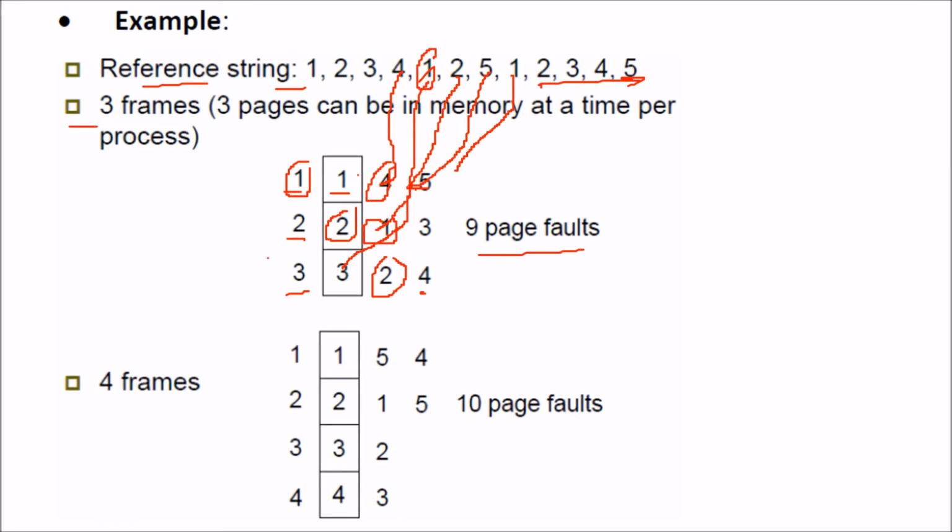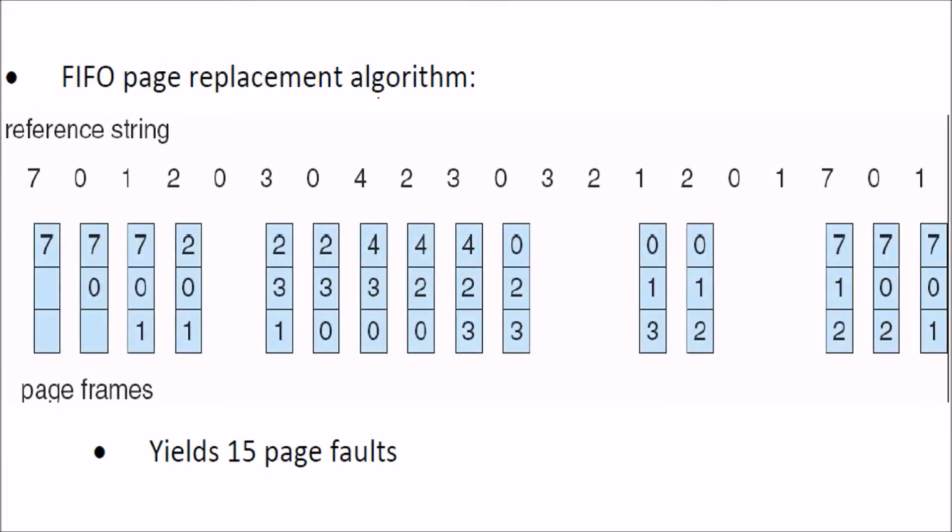But there is also a possibility that we can increase the frame number. If we increase the frame number and perform the same first in, first out activity, we see that because of increasing the frames, the page faults will increase. I'll show you with a proper example. If this is the string, 7 will come, 7 will go here. 0 will come, 0 will go here. 1 will come, 1 will go here. So 3 page faults. All these blue bars show the page faults.